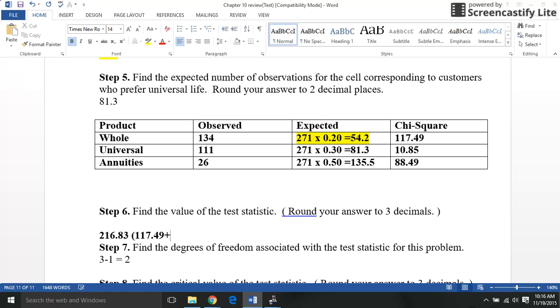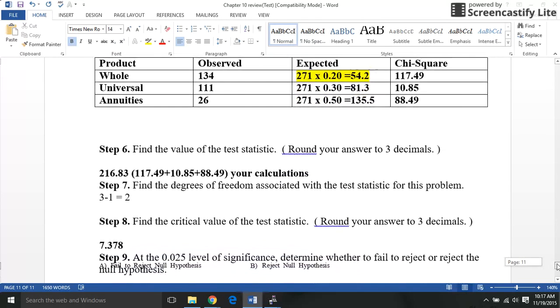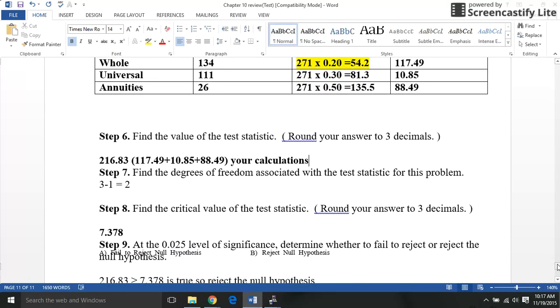174.49 plus 10.85, plus 88.49. That's where this number comes from. It comes from your calculations. Again, if you have the calculator that has this function, go ahead and use it, and there's instructions in the book. All right, and that gives me my test statistic. Test statistic is 216.83. Now I have to find my degrees of freedom.